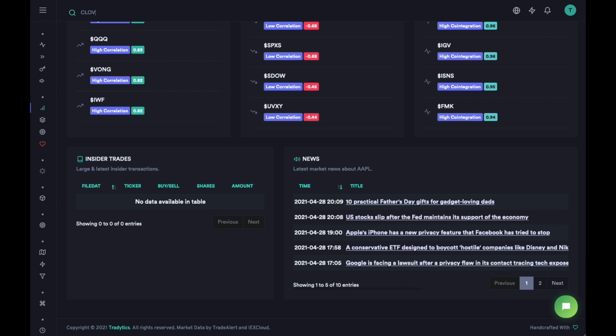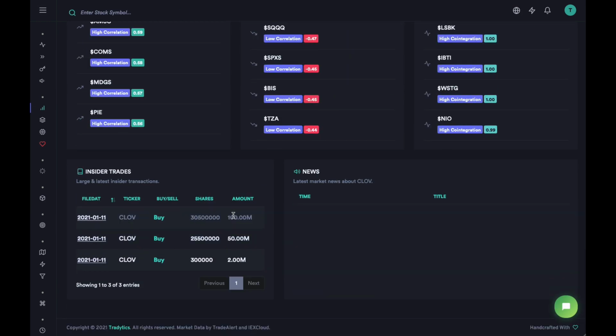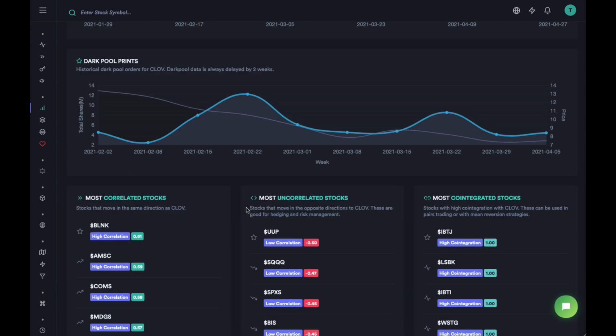Insider trades, we are not seeing anything for Apple, but we can see for Clove there was a really big insider trade of about $100 million. Again, these provide us a good indication of what the insiders are doing. If they are buying tons of shares, then that's a really positive sign. If they are selling tons of shares, then that's not really a good sign. So that's it for this dashboard.